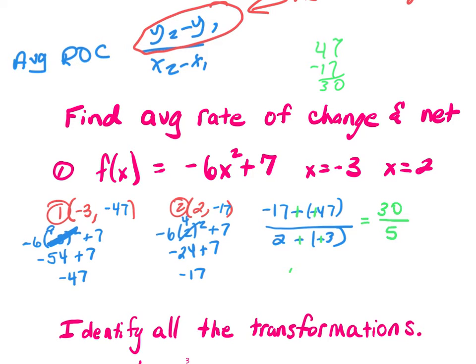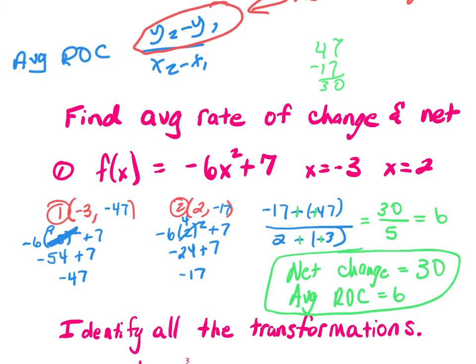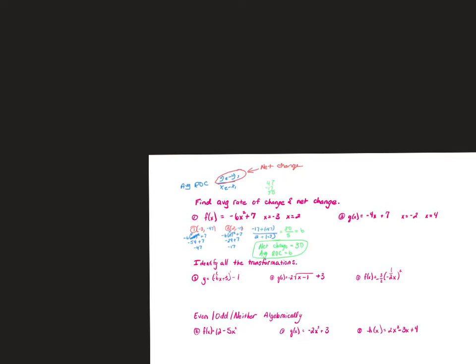So right now, you can tell me that my net change was how much? Net change, just the y's, is 30. And your average rate of change, 30 divided by 5, is 6. Remember, your net change is just the y's, and your average rate of change is the y divided by the x. Questions?